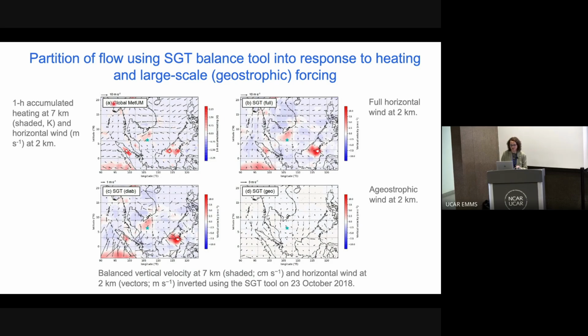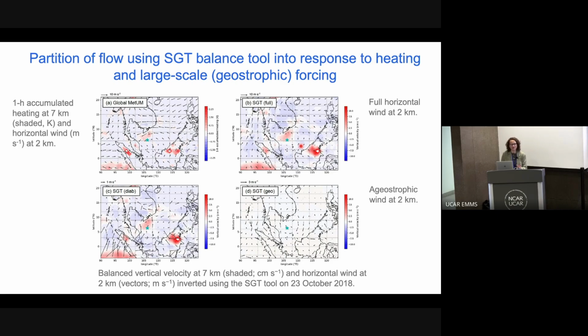So on the top left, you have the global MET-UM, and what we see here is the 1 hour accumulated heating at 7 kilometers, and the winds are the horizontal winds at 2 kilometers. On the right-hand side is the full output from the SGT tool, and in all the SGT tool plots we see the vertical velocity. So this is the total vertical velocity, and we have the winds from that run.